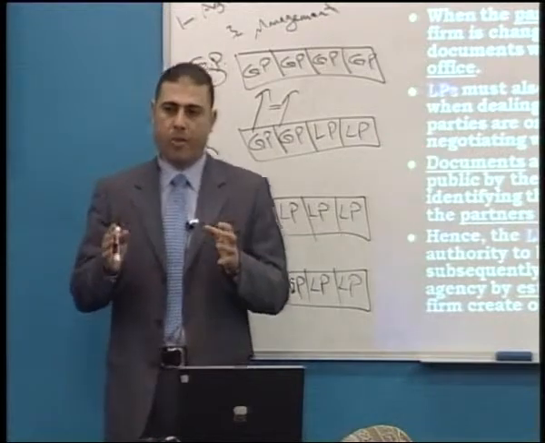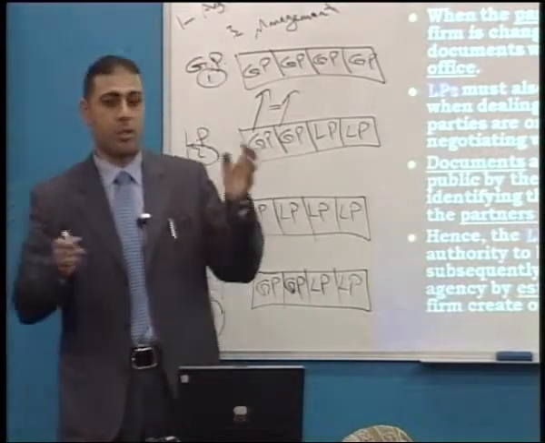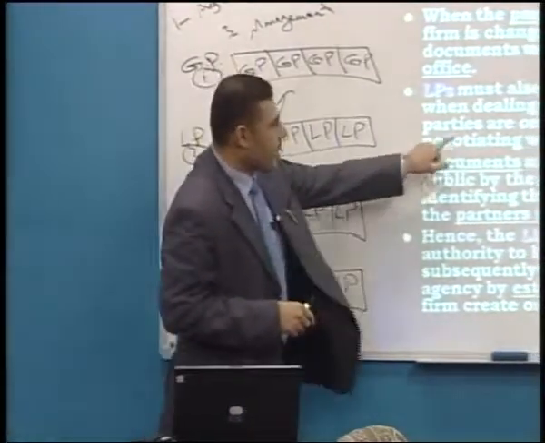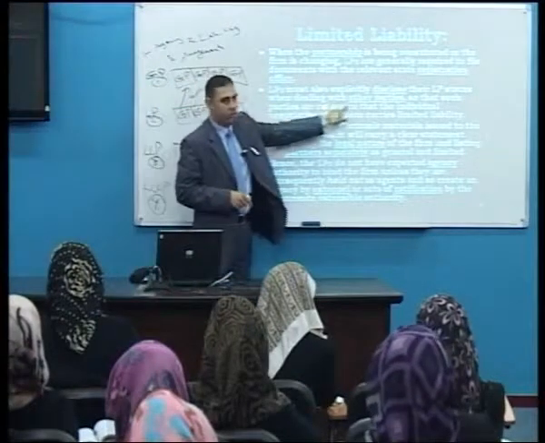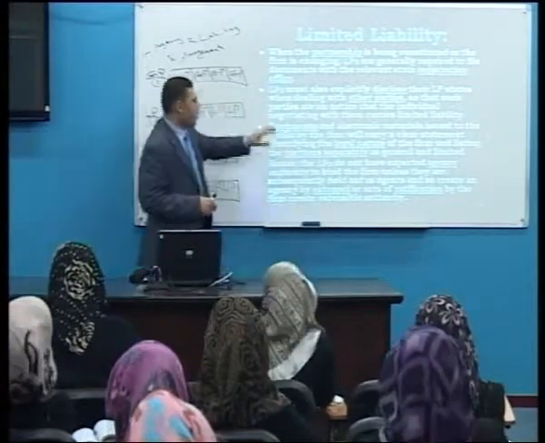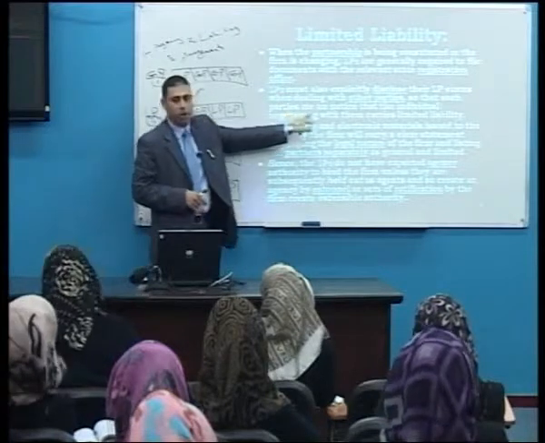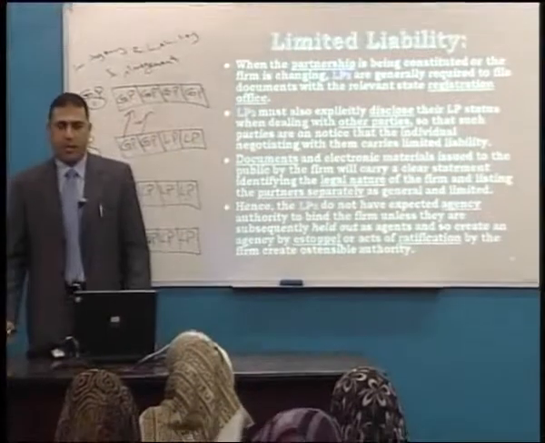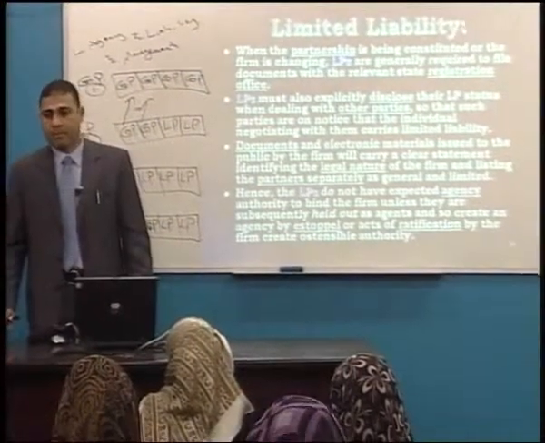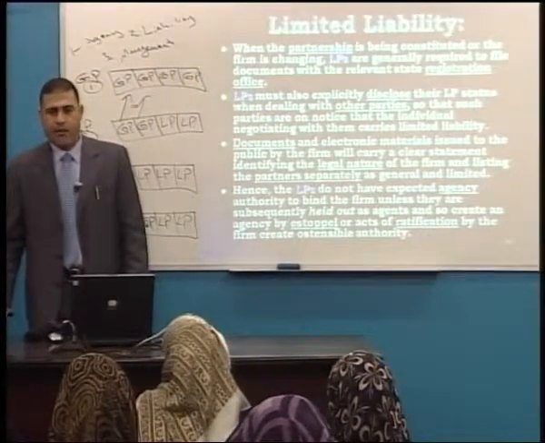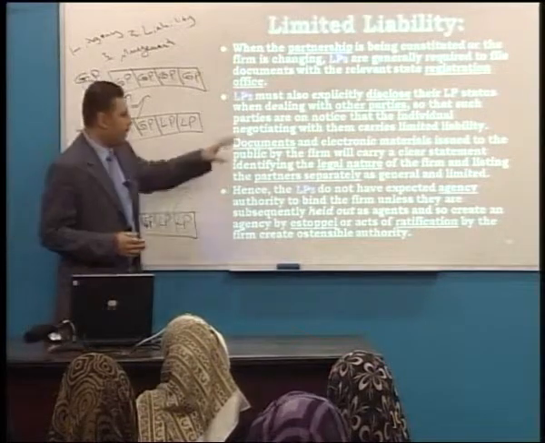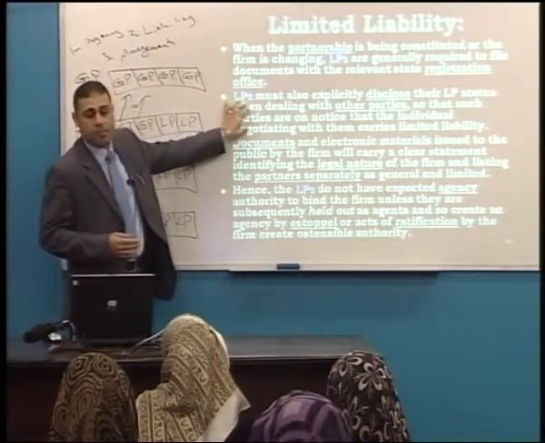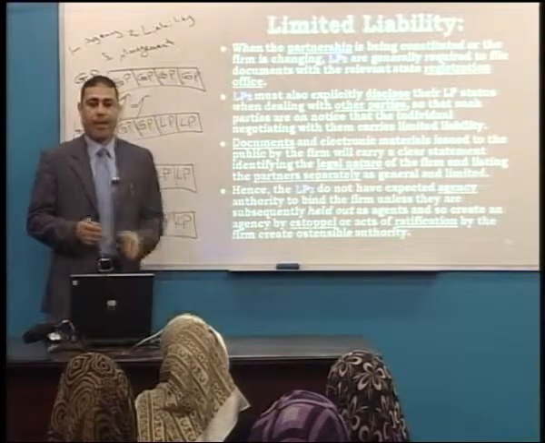The customers have to know exactly who is the LB and who is the GB. Here, as you can see, other parties dealing with customers, dealing with other parties, so that such parties are on notice. Notice that individual negotiating with them is an LB. This point has a legal consequence. This point has a legal impact.